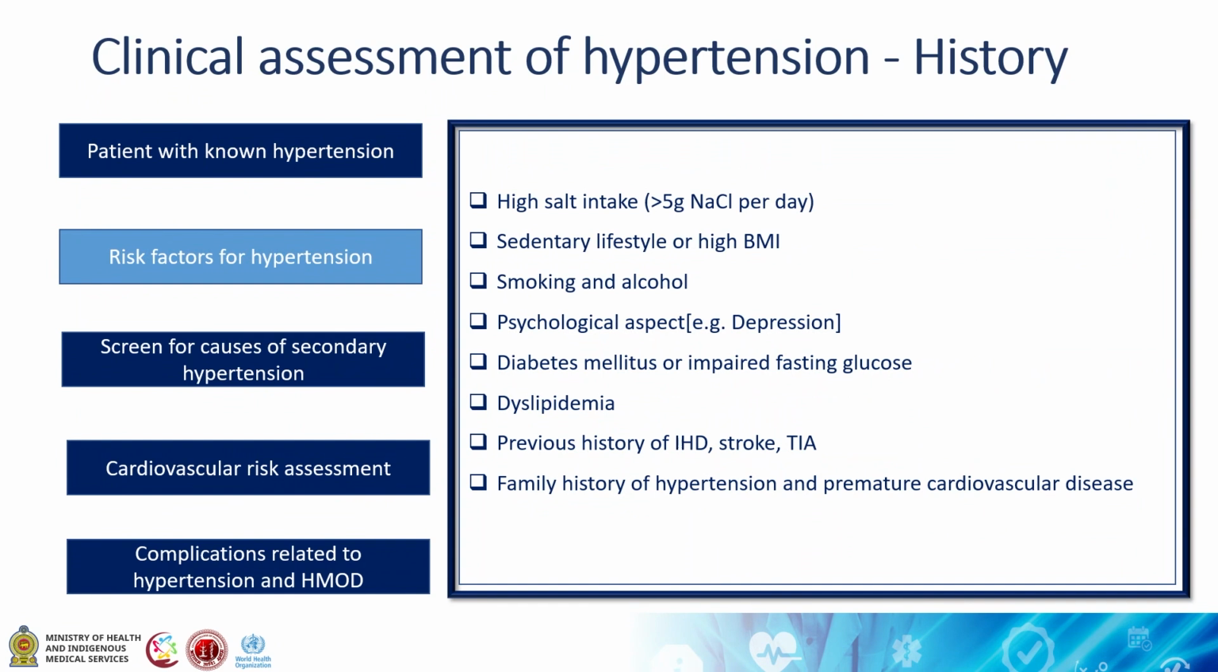Risk factors for hypertension. In the history, you must find out if there is high salt intake, sedentary lifestyle or high BMI, smoking and alcohol, psychological aspects such as depression, diabetes mellitus or impaired fasting glucose, dyslipidemia, previous history of ischemic heart disease, stroke or transient ischemic attacks, family history of hypertension, and premature cardiovascular disease.